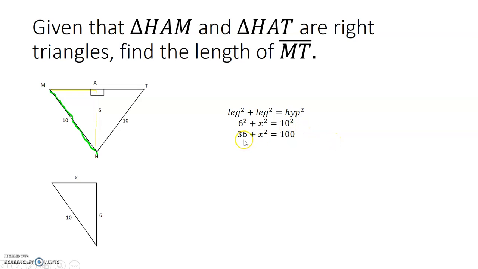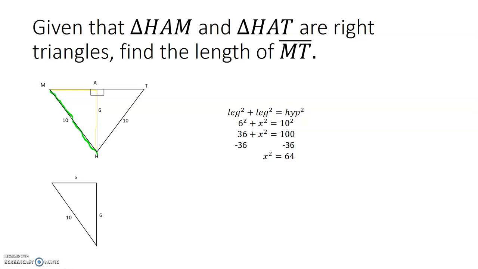From there, though, I'm not able to combine 36 and x squared. But I do eventually want to get the x squared by itself. So right now it's a positive 36. So then I have to subtract 36 from both sides. 36 minus 36 is 0. That would cancel out. So I'm really only left with x squared on that side. And then 100 minus 36 is 64. So right now I have x squared is equal to 64.